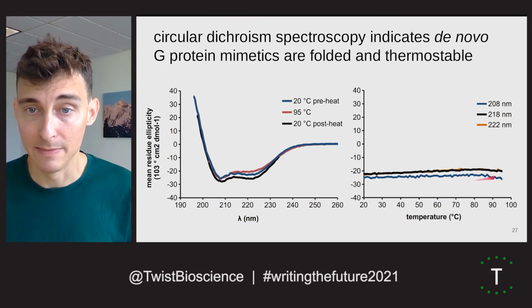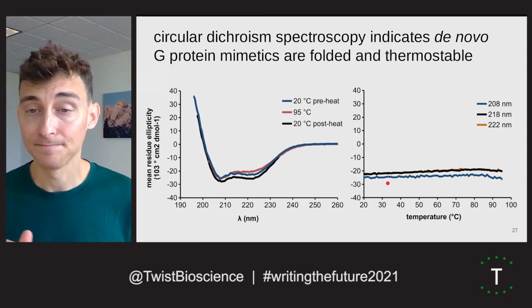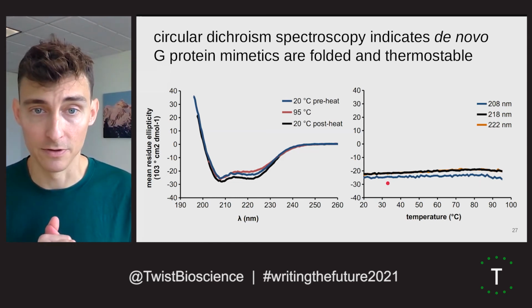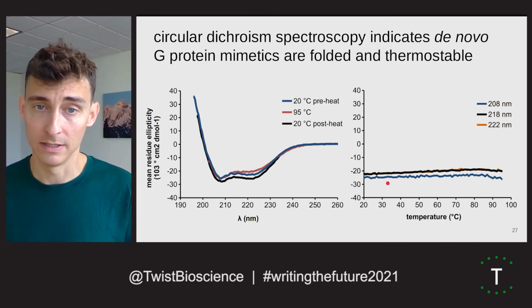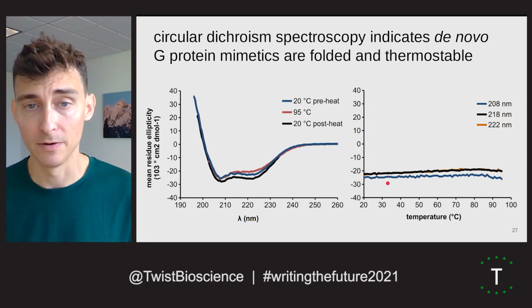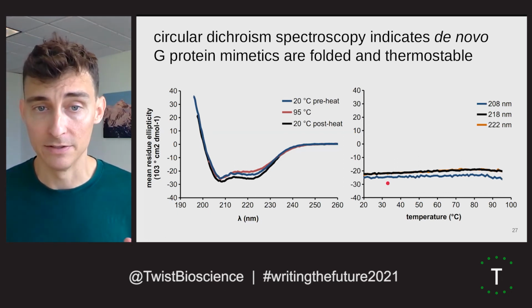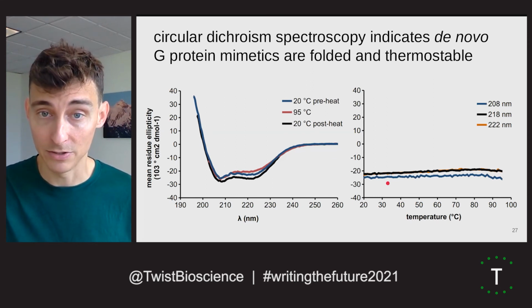We get a flat line in the melting curve as we increase the temperature. So this protein doesn't melt. It's essentially a brick. This one is for the de novo G27, but this is the same curve we see for all of our G protein mimetics. So our designs are hyperthermostable, and they appear to be well folded, adopting helical conformations.